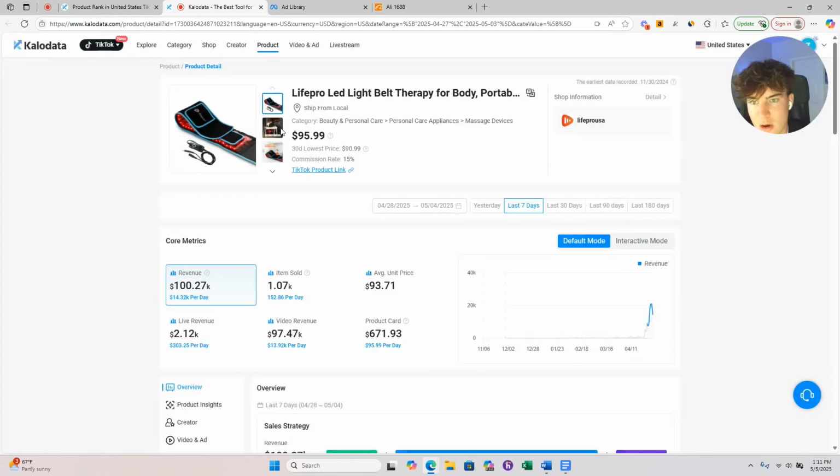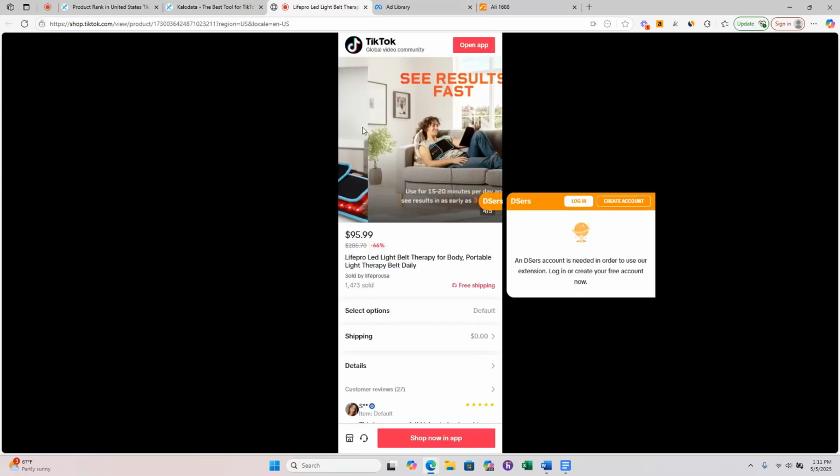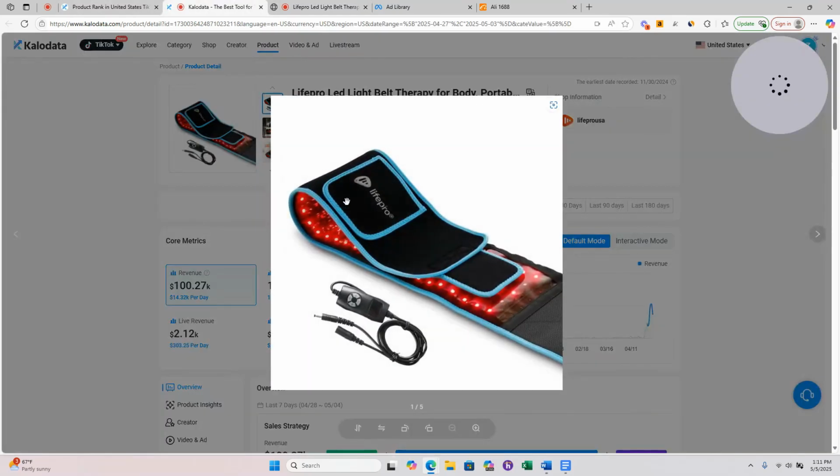But now another important thing you guys want to do is check the cost of goods, which I will show you how to do. I'll see if I can find, you want to find images, like the main image. So I'll just use this one because I don't really have a more clear image.